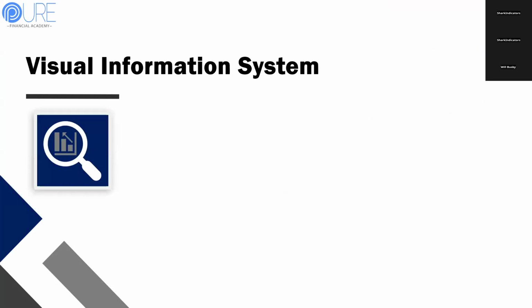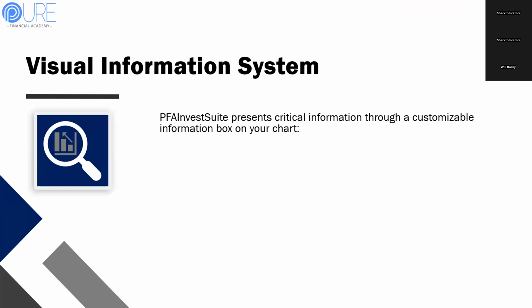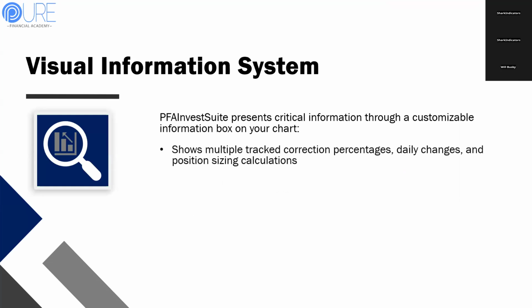Okay, so let's look at the visual information system. It presents critical information through that customizable box we previously discussed and is directly on your chart. It shows multiple track correction percentages, daily changes, and position sizing calculations. You can move it around your chart wherever you want.